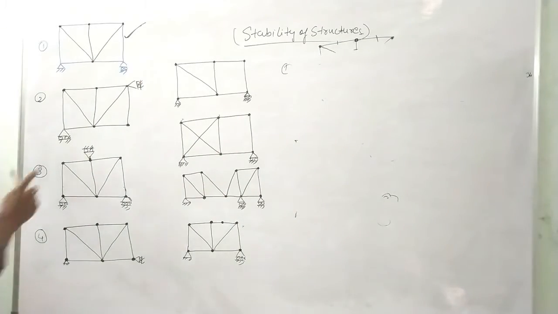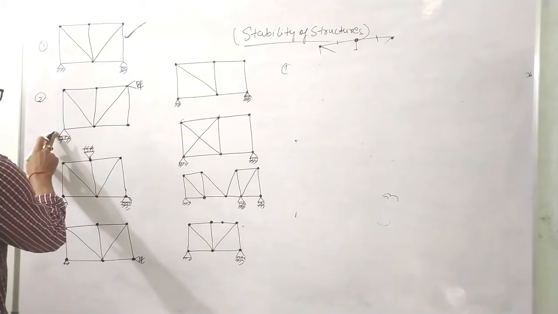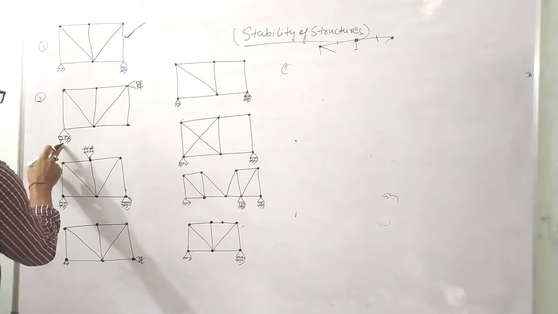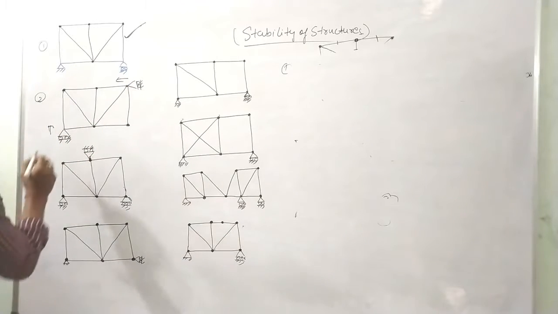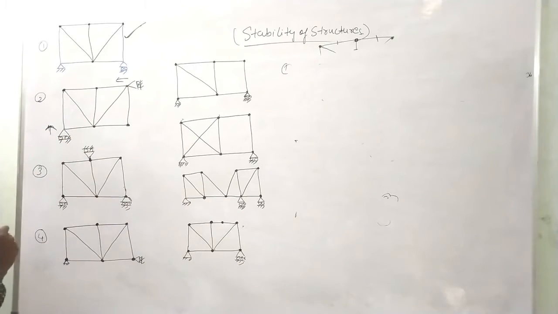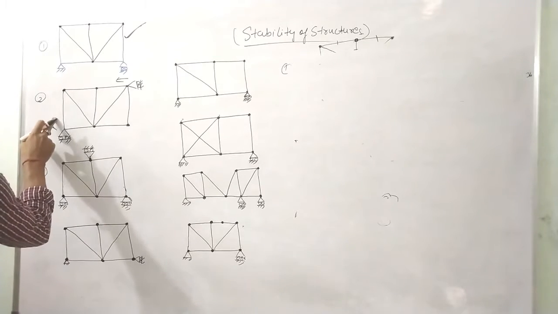In the second question we'll solve it here only. Here we are getting this reaction force, and here this reaction force. So here we are getting only two reactions, and both reactions are concurrent. Both are passing through one point.